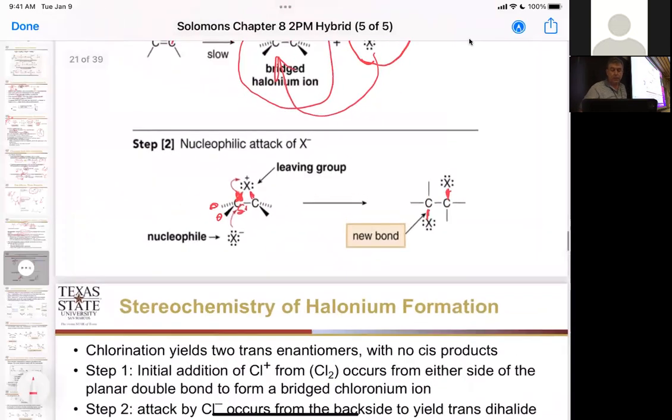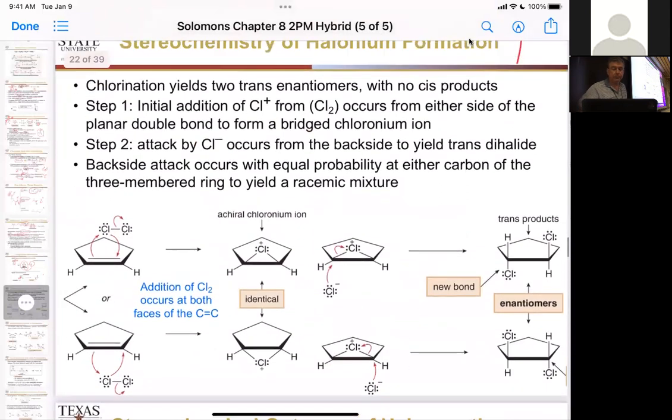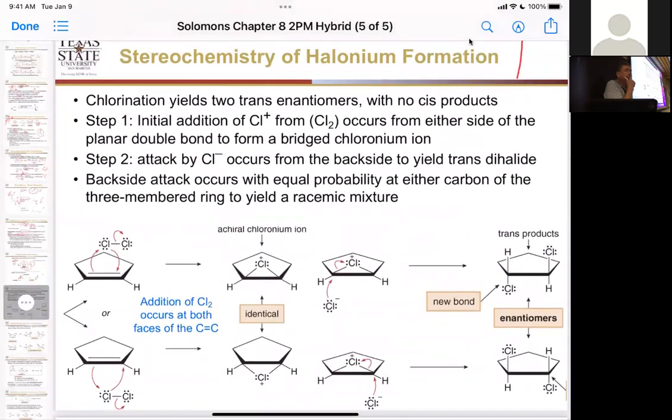Okay. So let's talk about the mechanism a little bit. There must be some stereochemical ramifications for this, right? So let's take the same substrate here. We're going to take this cyclopentadiene, and we're going to react it one on the top and see what happens, and one on the bottom and see what happens, okay?